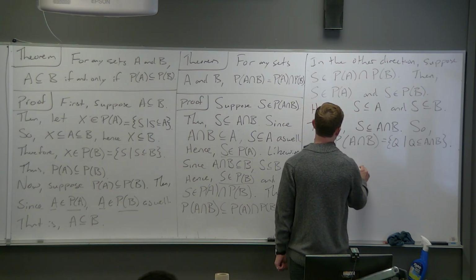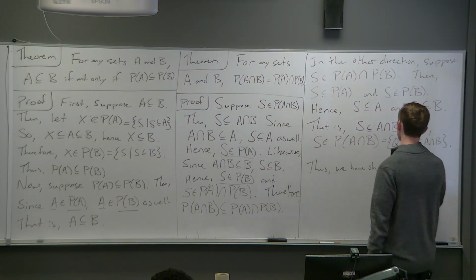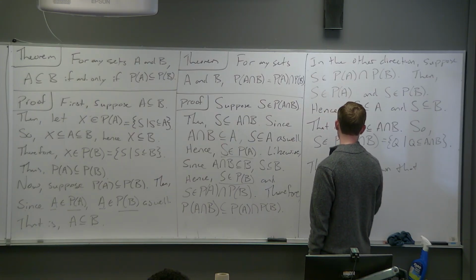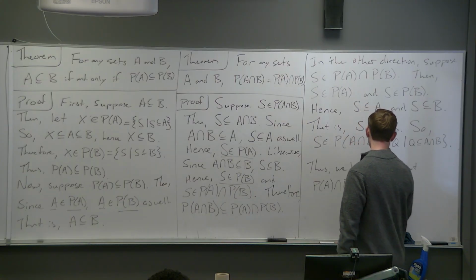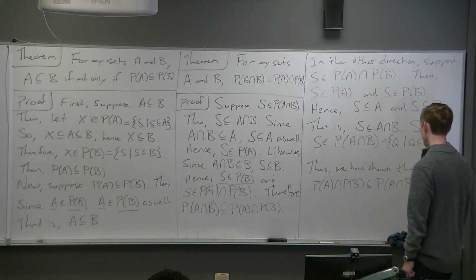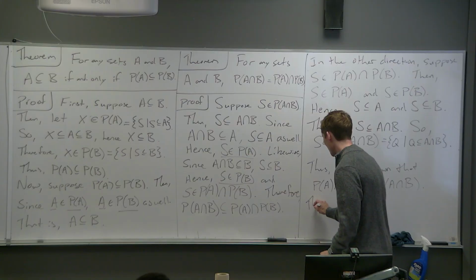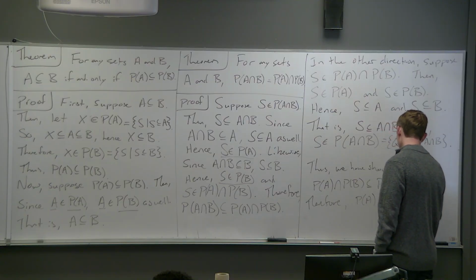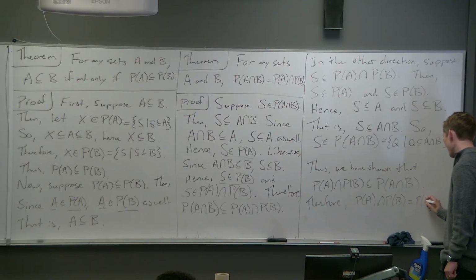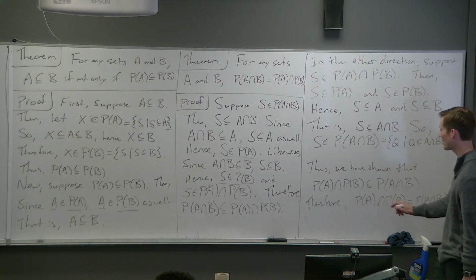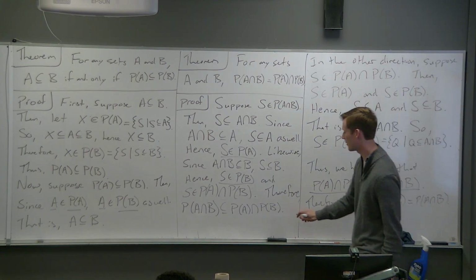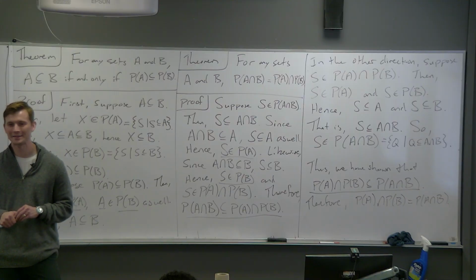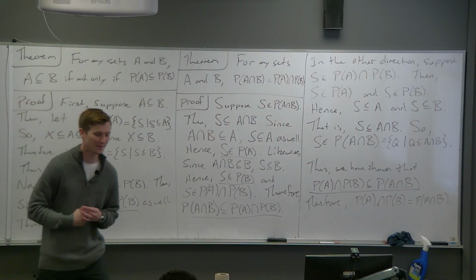Thus, we have shown that P of A intersect P of B is contained in the power set of A intersect B. Therefore, P of A intersect P of B is indeed equal to the power set of A intersect B, since we have shown that one is contained in the other and the first is contained in the second. Nice. Power sets. Ooh, you feeling the power of these sets?